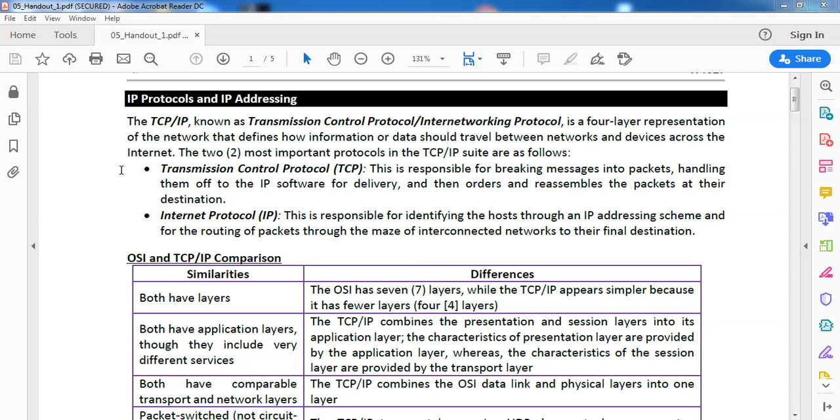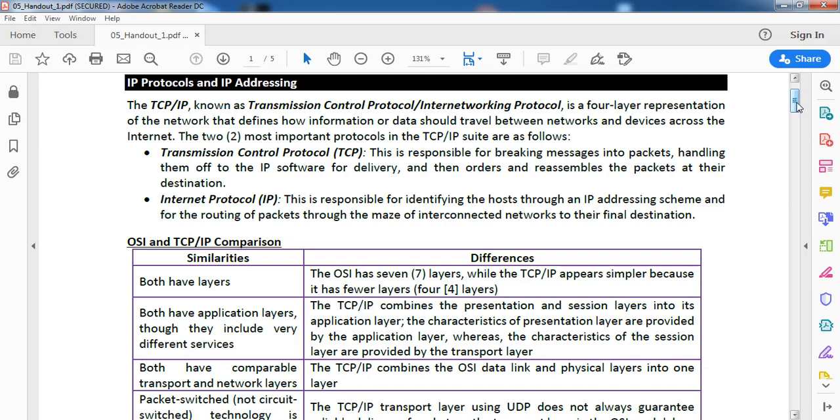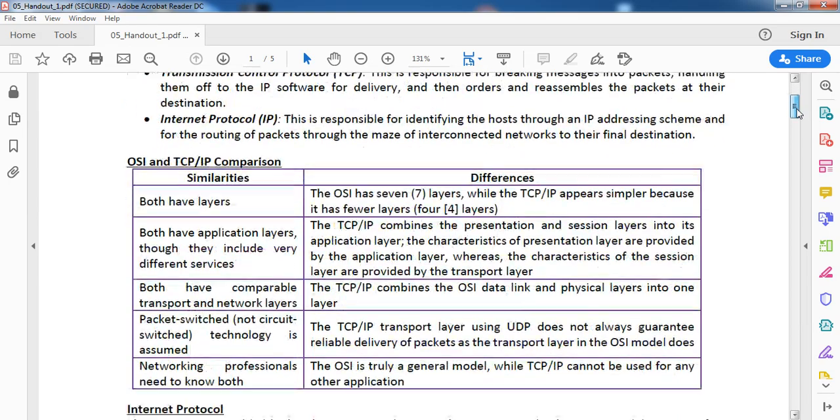Hello. So today we'll be continuing with the lecture that we started about IP protocols and IP addressing. Before we took quite a long break, we were able to finish the discussion with regards to the differences and the characteristics of both TCP and IP. Then we were able to differentiate and share the similarities between the OSI layers and the TCP/IP layers.